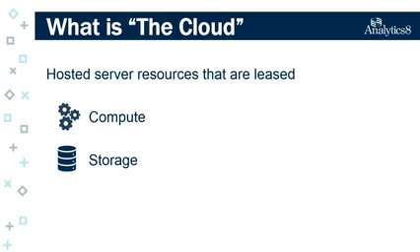Now, a lot of people will take these up to a higher level. For example, on compute, you could have certain types of processing as a service, or machine learning as a service, or various things as a service on top of the compute. But at a core level, these are the 2 categories that server resources in the cloud are broken down into.